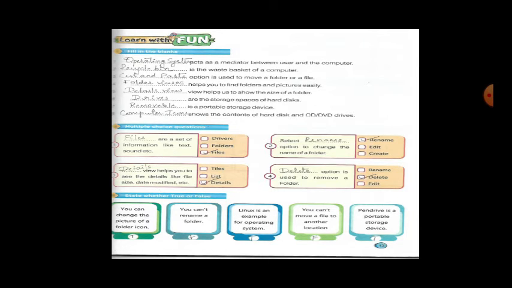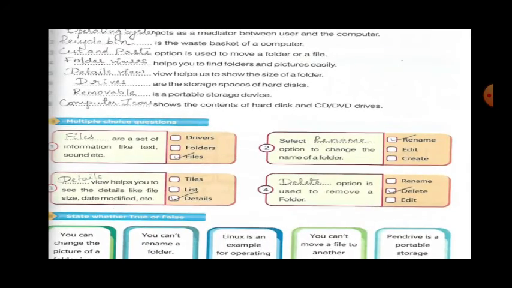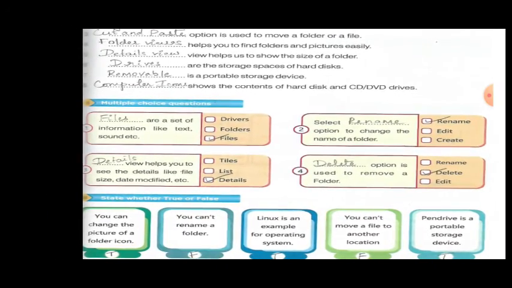Dash helps to find the folders and pictures easily, that is folder views. Dash view helps us to show the size of the folder, that is your details view. Dash are the storage spaces of the hard disk, that is drives. Dash is a portable storage device, that is removable drive. Dash shows the contents of the hard disk and CD DVD drives, that is your computer icons. Next, multiple choice questions.